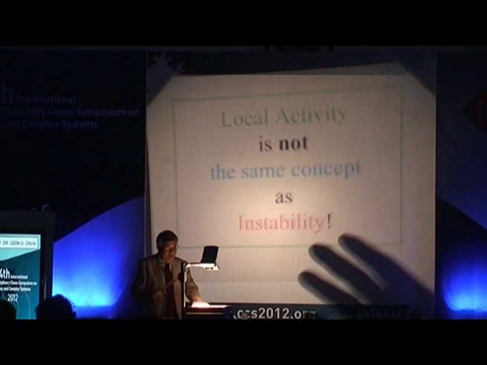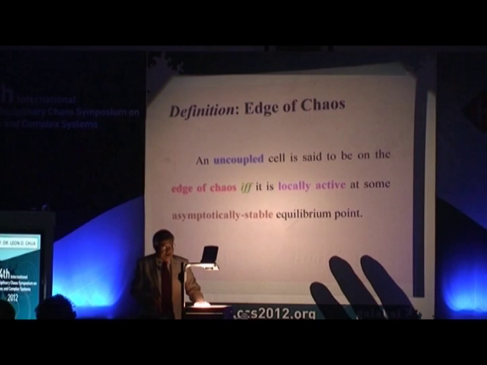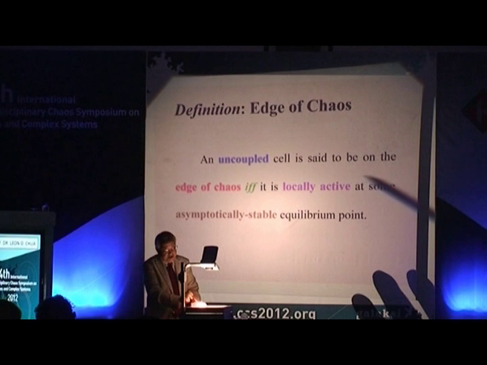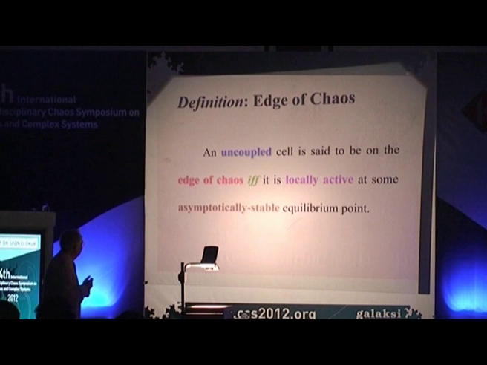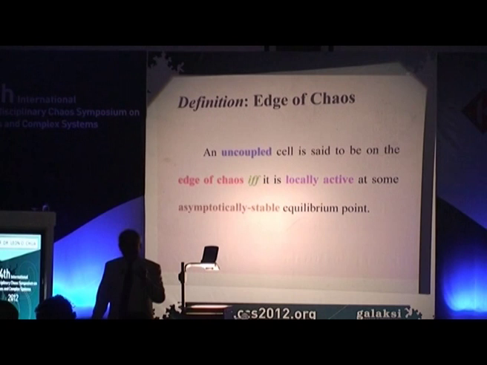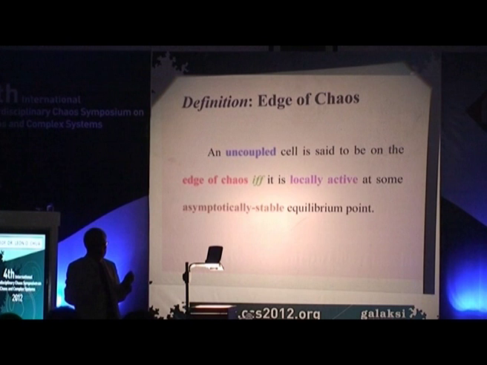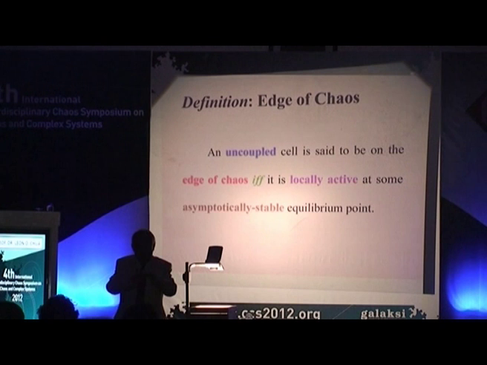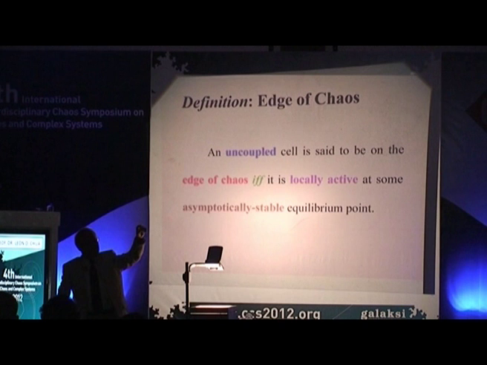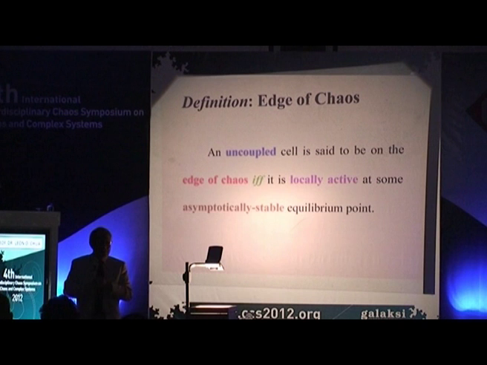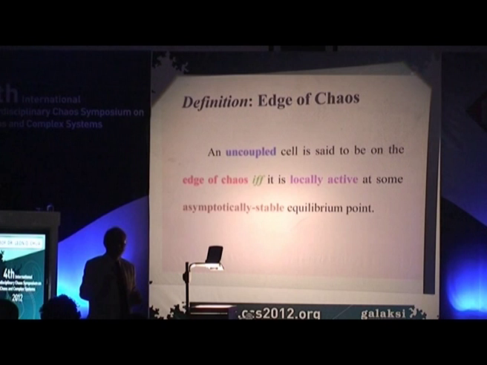And then what is edge of chaos? Edge of chaos is actually a special case of local activity. An uncoupled cell is said to be on the edge of chaos if and only if it is a locally active asymptotically stable equilibrium point. It means that you see there is a different way to be locally active. One way is the obvious way, the thing we close up and explore that is locally active. But the really deep phenomenon that we're discussing today is something that on the surface looks dead. Like the example earlier, you get a simple black box and you see everything goes to a constant. Nothing seems interesting until you put in some dissipation, and suddenly things blow up. Well, that is the edge of chaos.